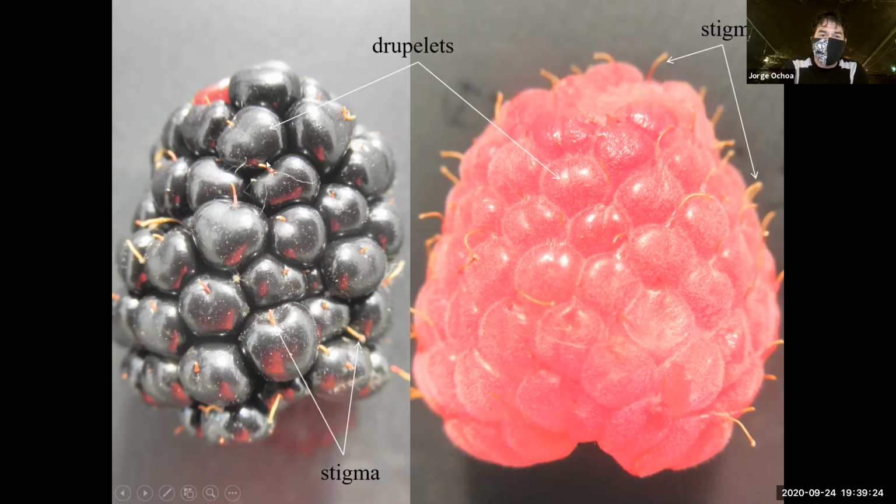And even with the blackberries, you can see the remnants of the stigma. Because they each have their own stigma and their own ovary, but at the end they mature into just one component, that is referred to as an aggregate fruit, as with the raspberry.